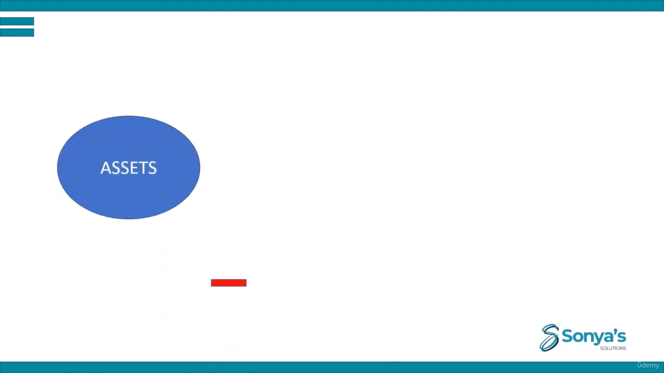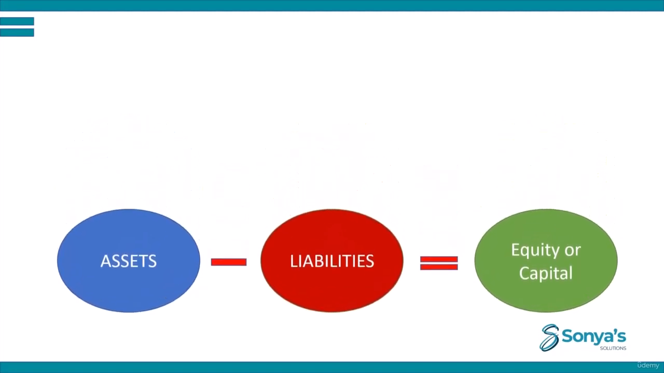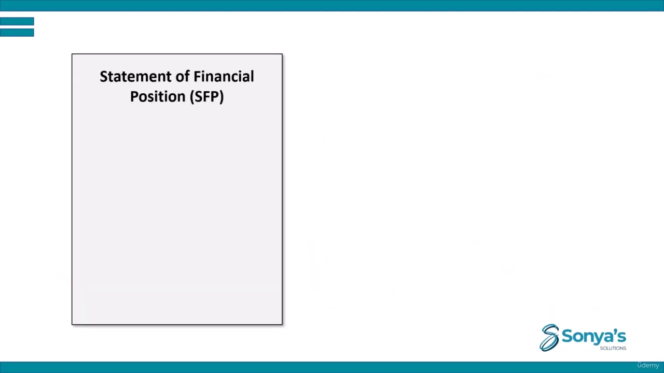Now let's look at how what we've learned applies to a business. A business's net worth is calculated in a similar way, only we use the term equity or capital to describe net worth. Capital is the term you'll hear most commonly used in the UK. It is what would be returned to the investor or investors if all the business's assets were sold and the debts were paid. A business's net worth is reported using the Statement of Financial Position.